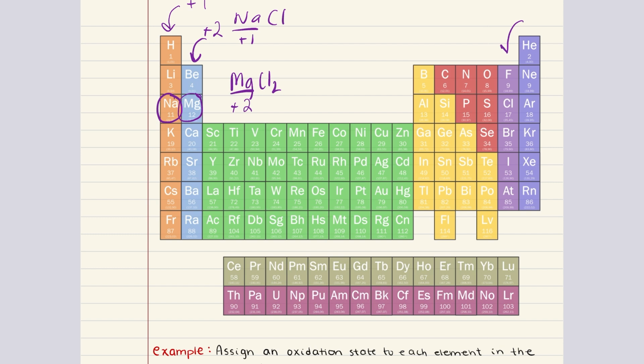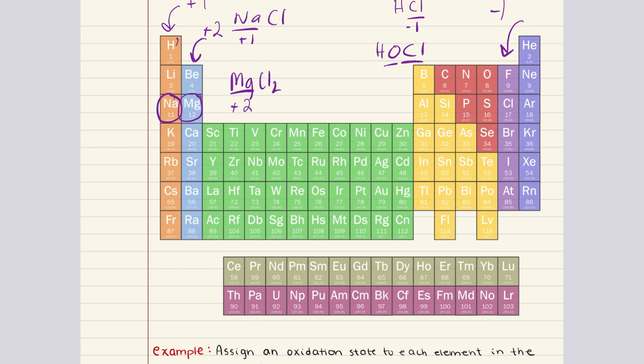Halogens are elements in group 17. They generally have an oxidation number of -1. However, if a halogen is bonded to a more electronegative element, its oxidation number can actually change. So for example, in hydrochloric acid, chlorine is the most electronegative element, so it's going to have its typical oxidation number of -1. But if we were to look at hypochlorous acid, oxygen here is the most electronegative element. So chlorine is not going to have its typical oxidation number of -1.